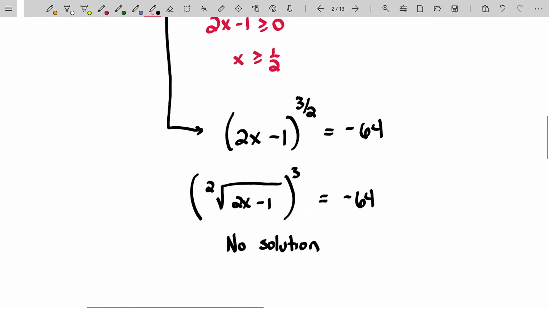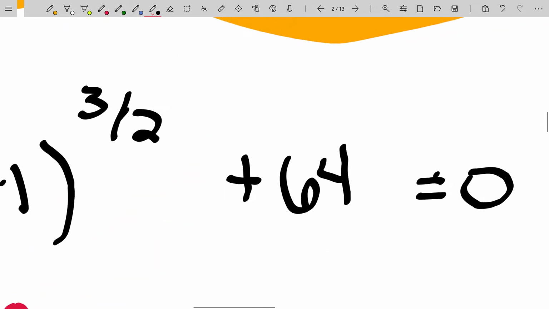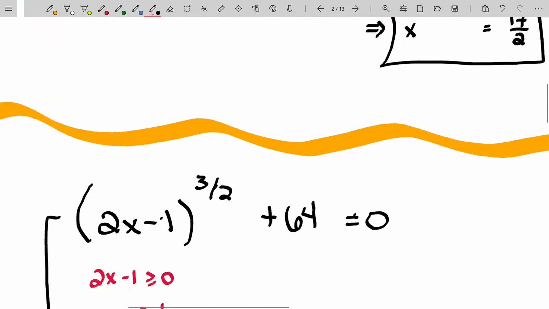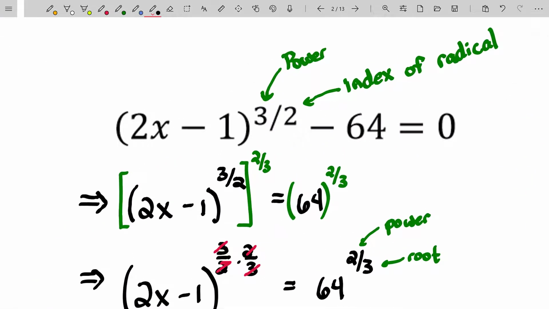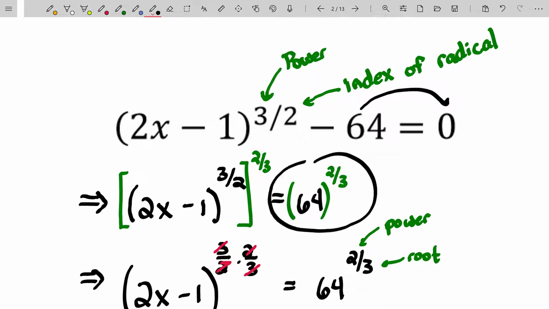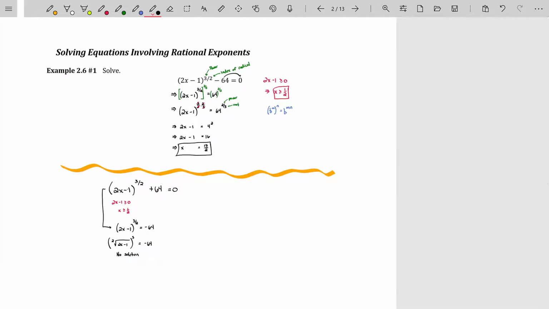The only difference between this example and the example that we originally started with is the fact that this was a plus 64 here, and in the original example, it was a minus 64. The minus 64, when we moved that 64 to the other side, became a positive, which is okay. Our square root can return positive numbers. So this is just a heads up. These are things that you need to watch out for as you're solving these equations.